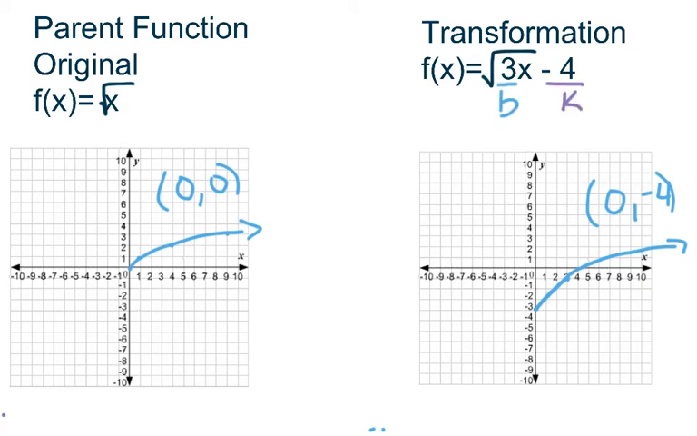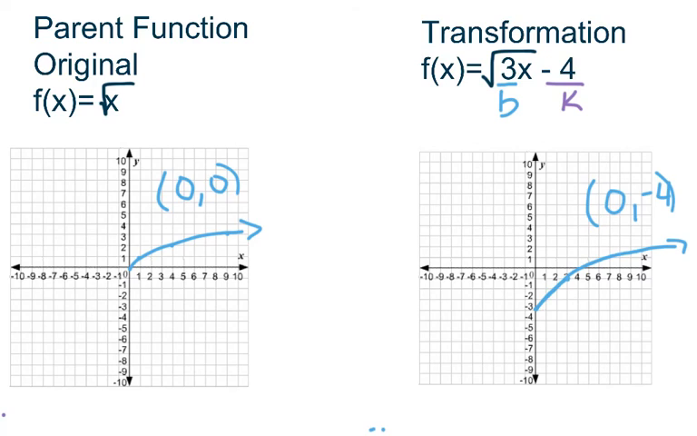Okay, so here's what it is. The 3 is going to be represented by the B because it's inside that square root, but it's right in front of the X value. So this is one we haven't done yet. And then the -4 is at the very end. It's outside of the radical, so that's going to be a K value.